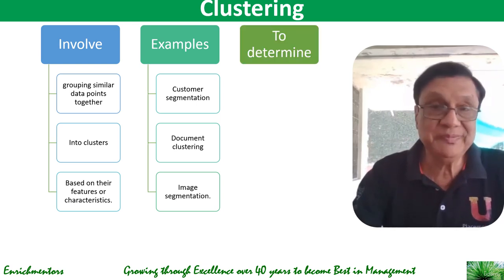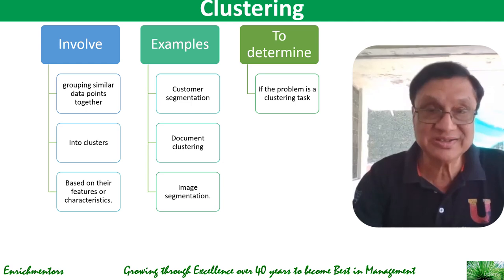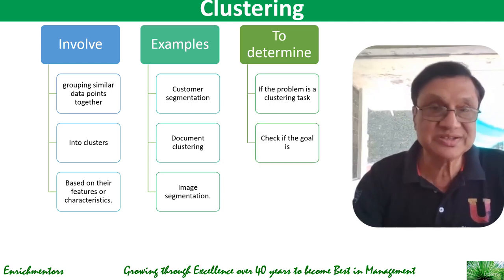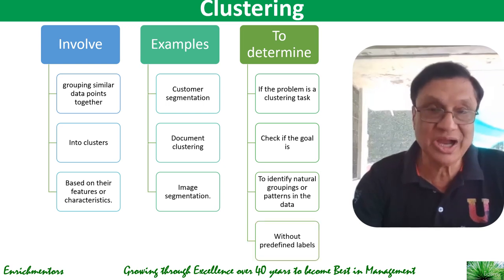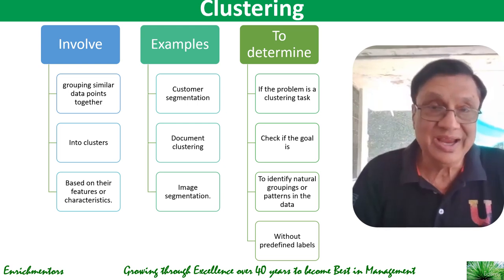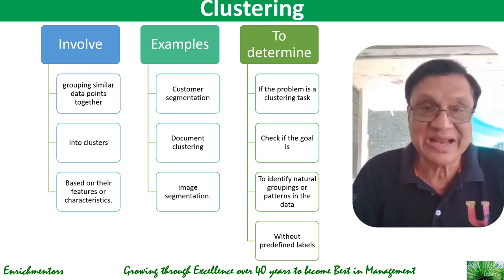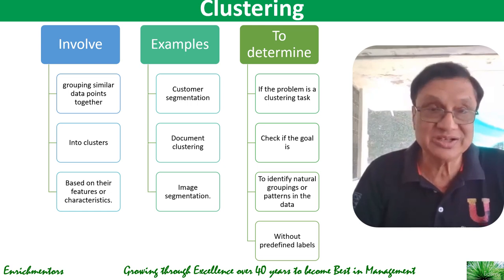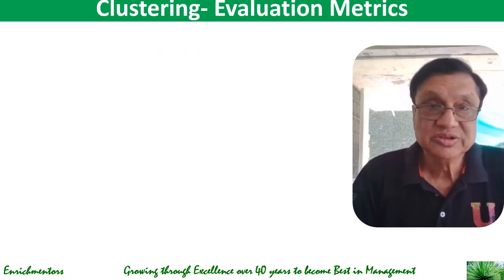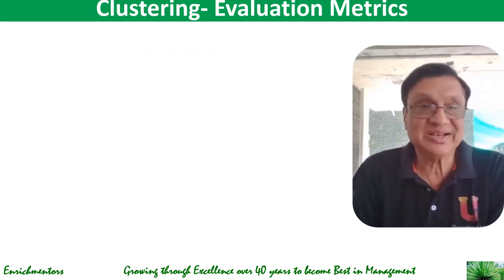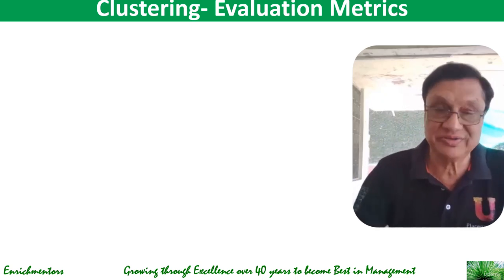Now, how do you determine if the problem is a clustering task? You need to check if the goal is to identify natural groupings of patterns in data without predefined labels. So you don't have the labels, you just have the data, and you need to identify such natural groupings of patterns in the data. That is the purpose, and that becomes a clustering task, right? So what are the evaluation metrics for a model that does clustering tasks? How do you figure out whether this model is doing the right things?